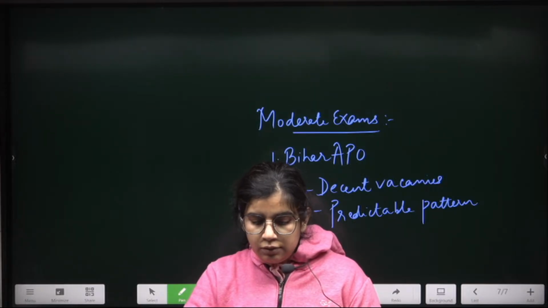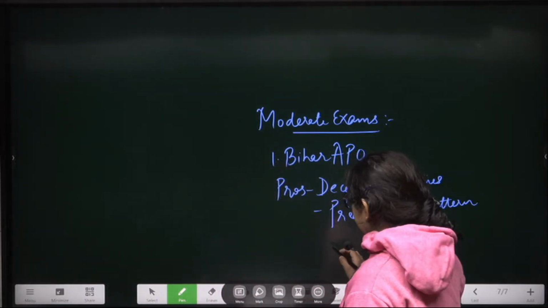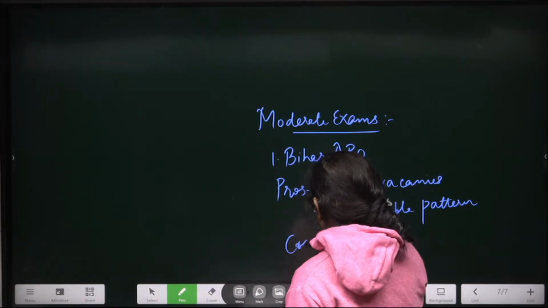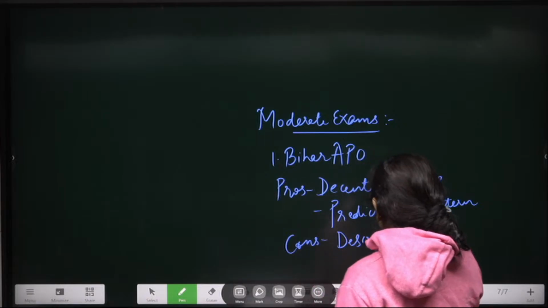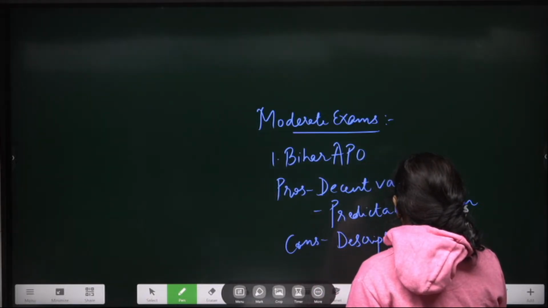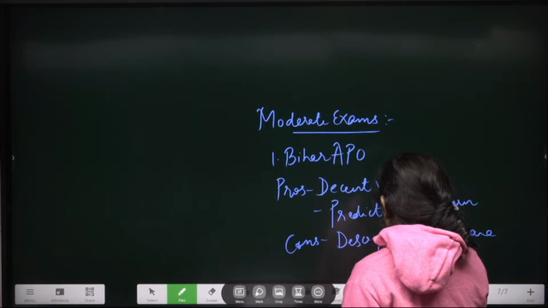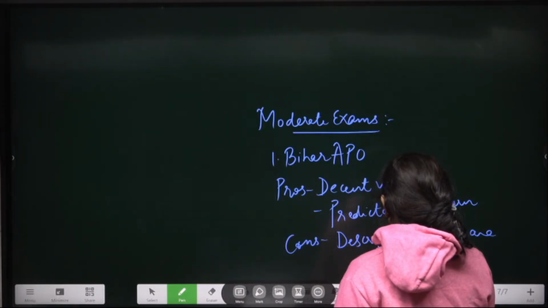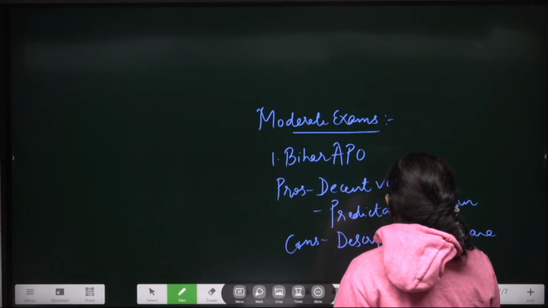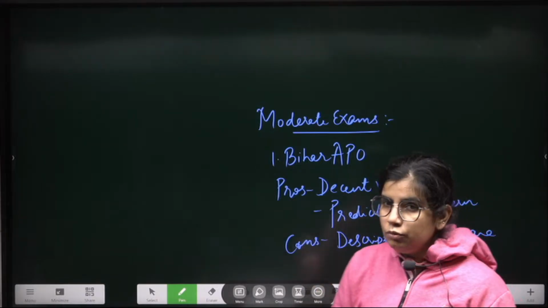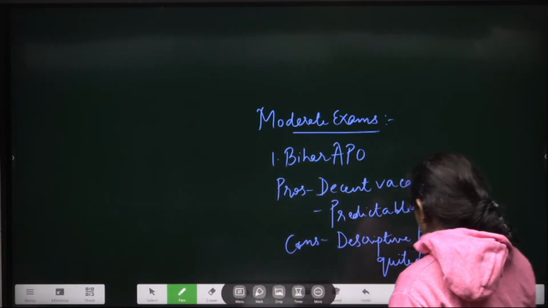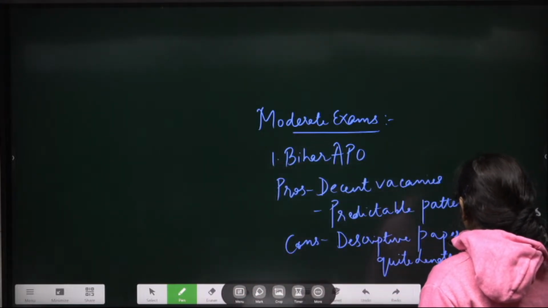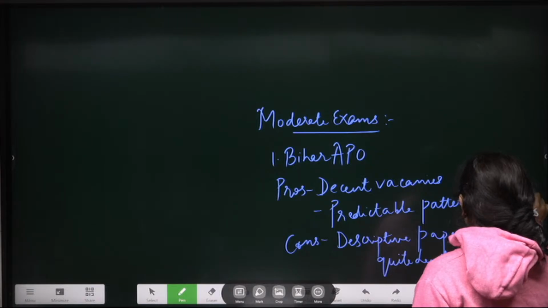And what are the cons of the paper? The descriptive papers are quite lengthy. So this is one of the most moderate exams, the Bihar APO, right? Second to this, with moderate difficulty, we have Rajasthan APO.